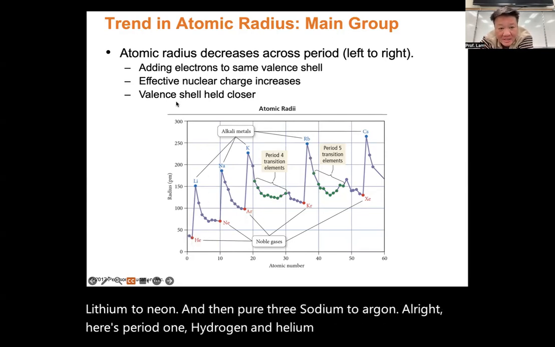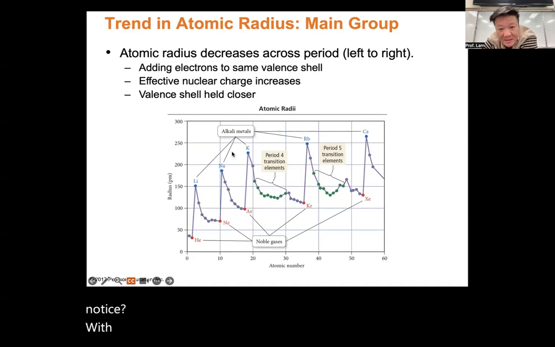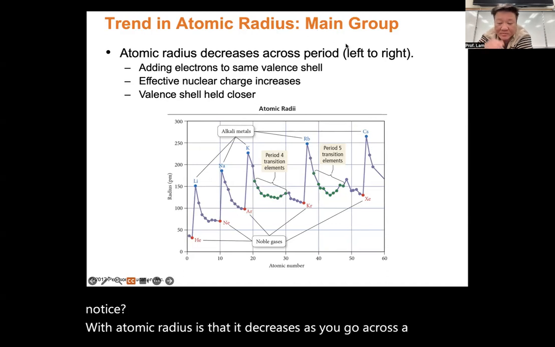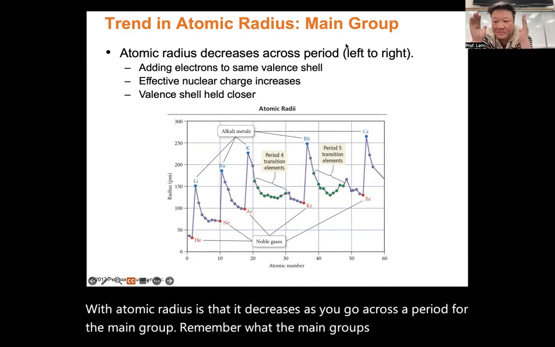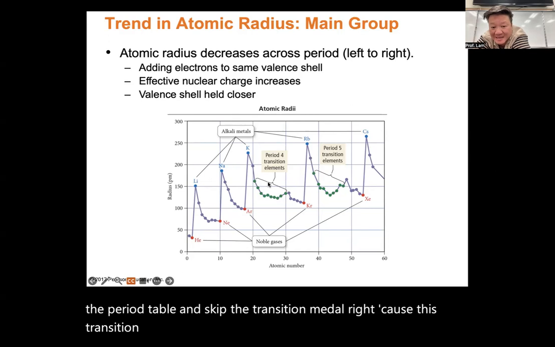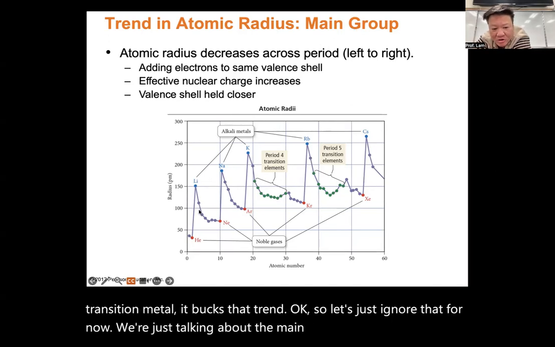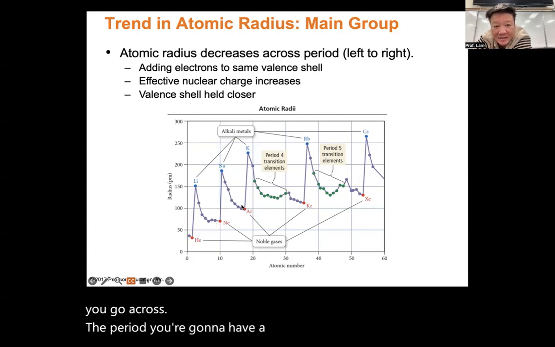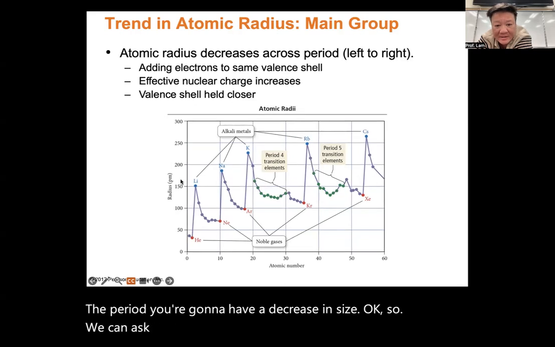So what we notice with atomic radius is that it decreases as you go across a period for the main group. Remember what the main groups are? The wings of the periodic table, skipping the transition metals, right? Because the transition metals buck that trend. So let's just ignore that for now. We're just talking about the main group. So as you go across the period, you're going to have a decrease in size. So we can ask, why is it like that, right?